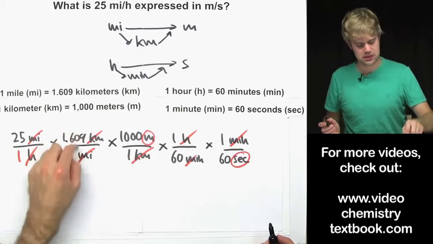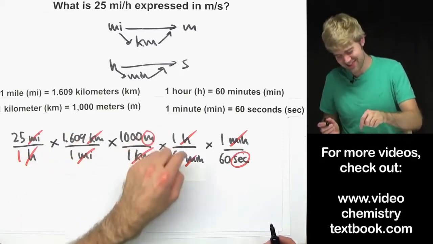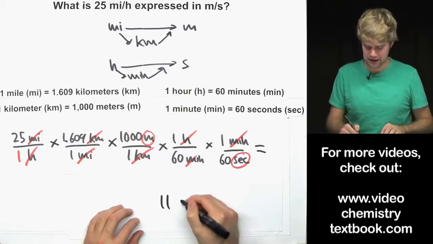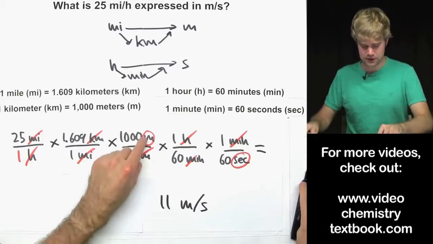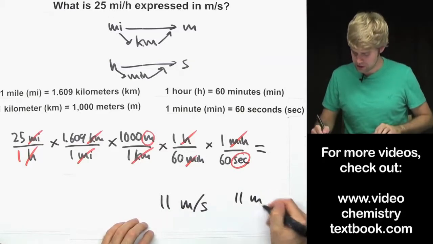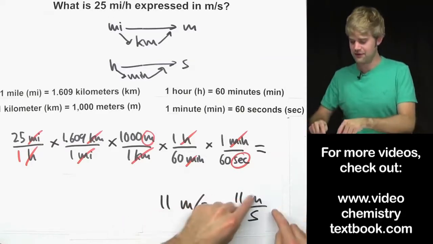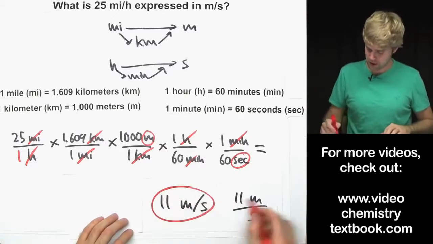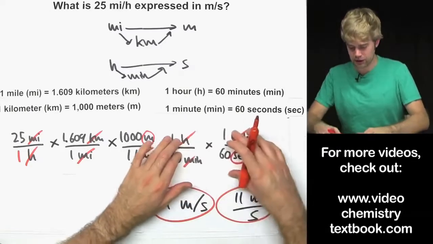This divided by this times this divided by this times this divided by this times this divided by this times this divided by this gives me 11 meters per second. I wrote it like this with a slash, but you might want to think about it written like 11 meters over 1 second, just so the top and the bottom of the fraction are a little bit clearer there.